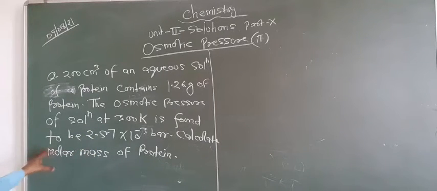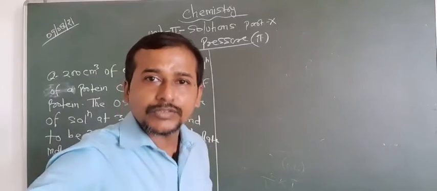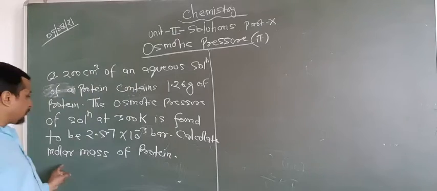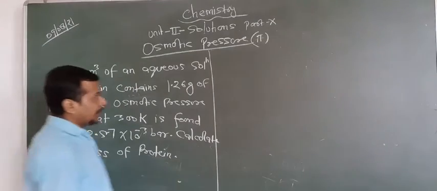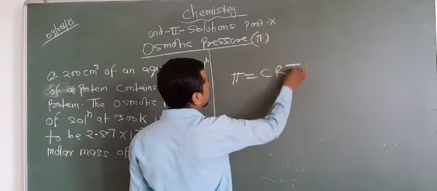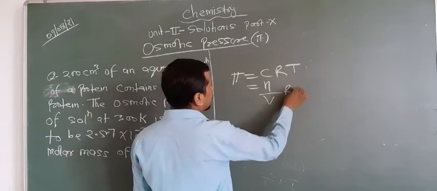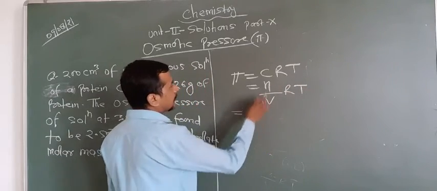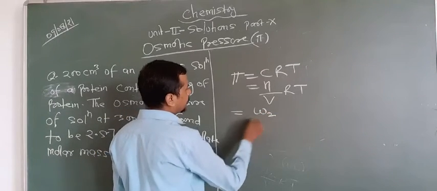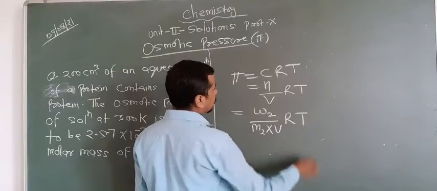Now you have to calculate the molar mass of the protein. Are you getting this point or not? So how can we solve this type of question? First of all, we have to find the molar mass of the solute, and you know that the formula is pi equal to CRT, and this is equal to n divided by V, RT, and we know that n is mass by molar mass. So we can write it like this: W2 by M2 into volume, R into T.